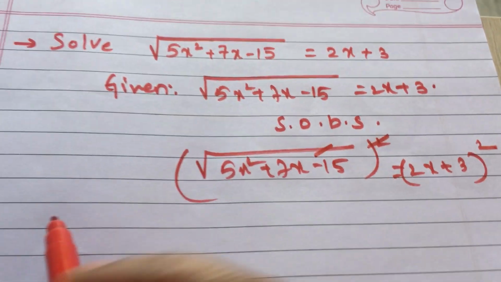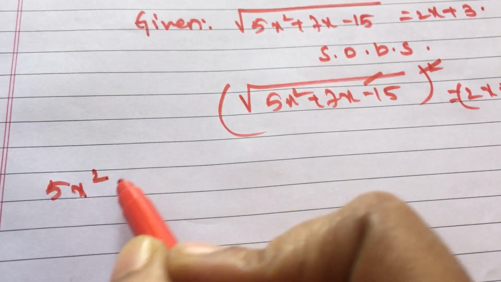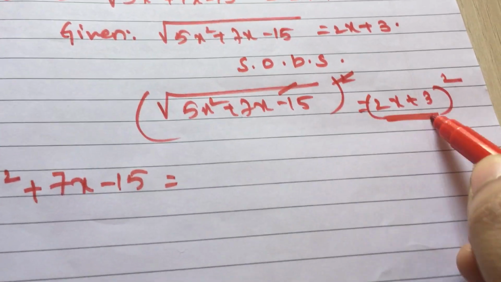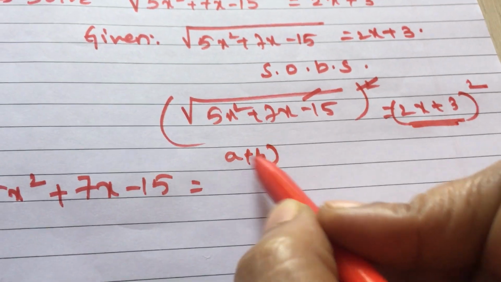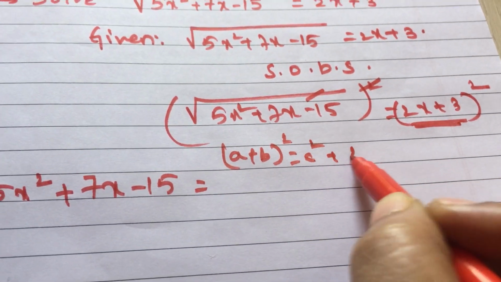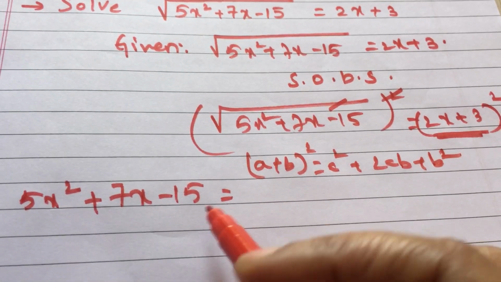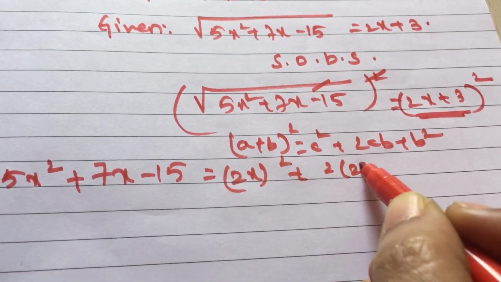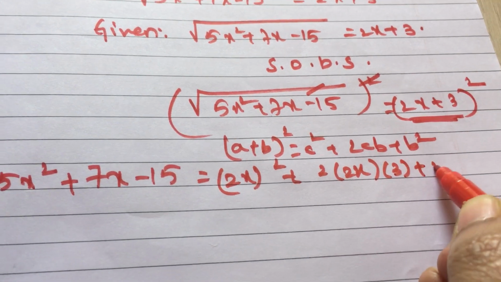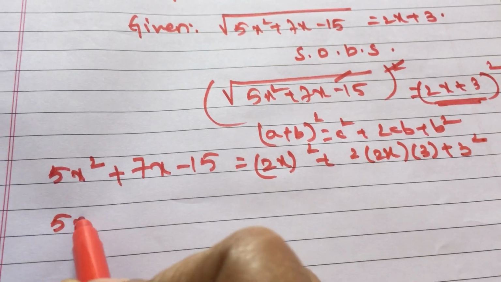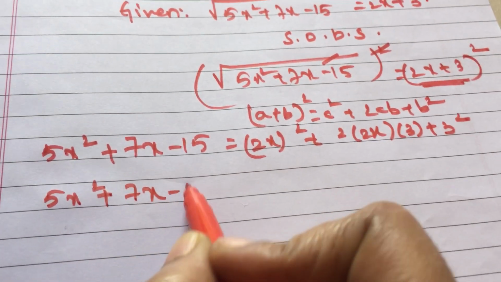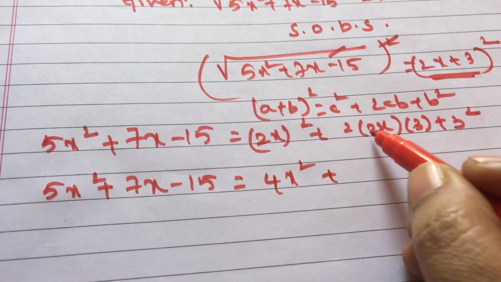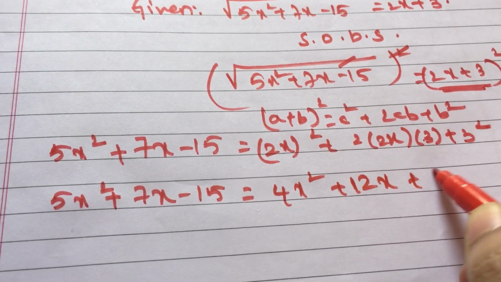So the root is cancelled. So we can write it as 5x square plus 7x minus 15 is equal to, this is in the form of a plus b whole square. A plus b whole square is a square plus 2ab plus b square. So you can write it as 2x square plus 2 into 2x into 3 plus 3 square. So this becomes 5x square plus 7x minus 15 is equal to 4x square, 3 2s are 6, 6 2s are 12, 12x plus 9.